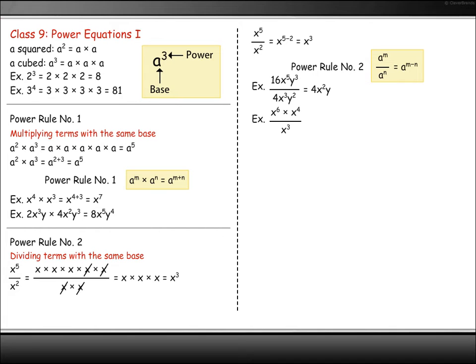In the next example, simplify x to the power of 6 by x to the power of 4 over x cubed. Work out the top first. Add the powers to get x to the power of 10. Now subtract the powers. Top power minus bottom power to get x to the power of 7.